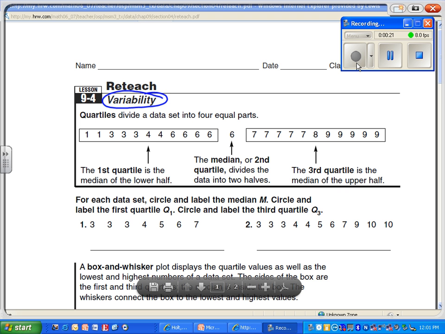A box and whisker plot displays variability, and variability is how the data is spread out. So variability is how data changes or how it's all spread out. If we put it on a number line or if we just spread out all the data, what would it really look like? What's our data really telling us?